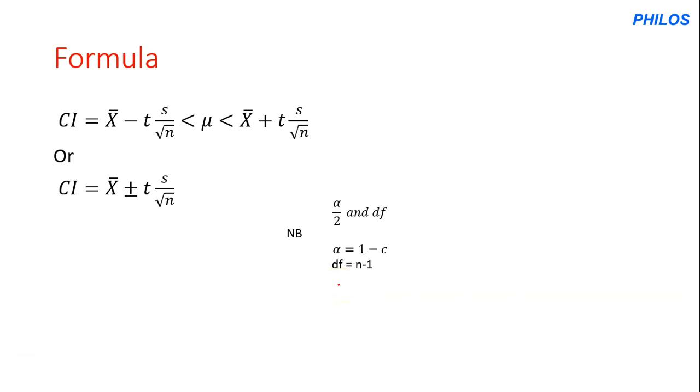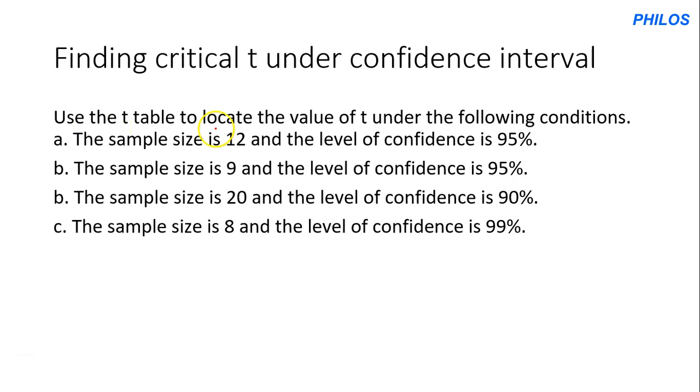So let's take some questions on how to find the T scores before we go to the estimation of the confidence interval. Use the T table to locate the value of T under the following conditions. A. The sample size is 12 and the level of confidence is 95%. To solve this, first you convert the 95% to decimal, and that will be 0.95. So you take 1 minus 0.95, all divided by 2. When you do that, you get 0.025.